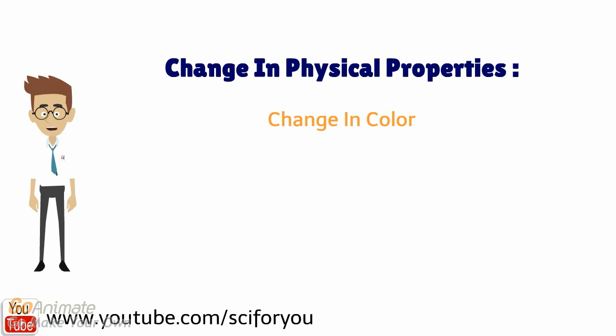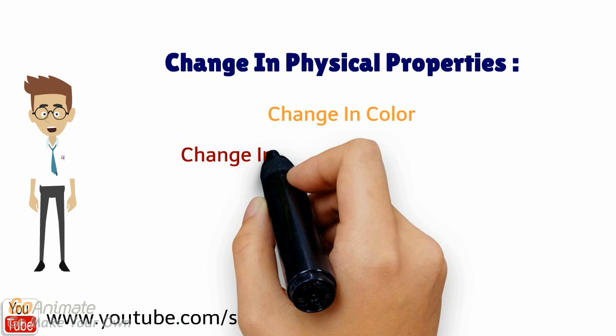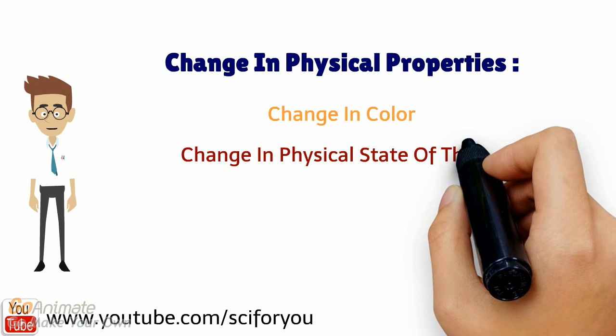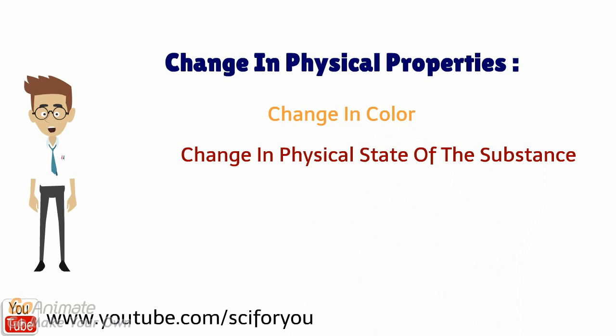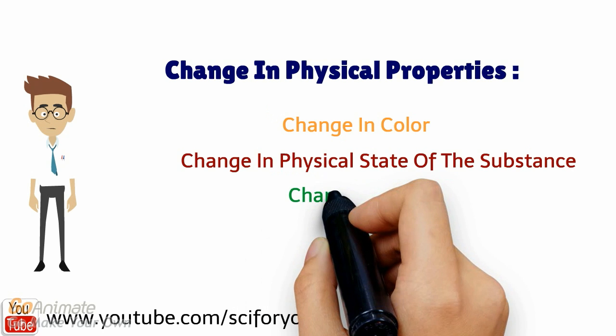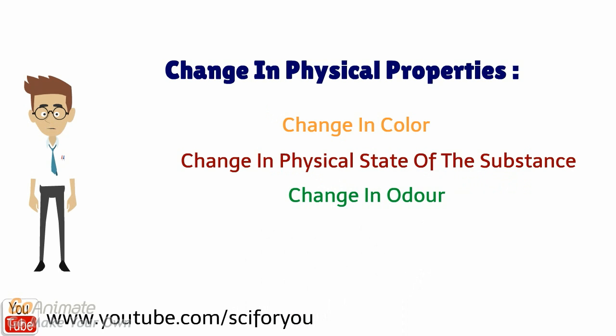Now, what is a change in physical properties? Change in physical properties includes change in color, and change in physical state, which means the substance has changed its state from solid to liquid, liquid to gas, or vice versa. Next are change in odor and change in temperature. If any of these changes occurs, we can say that a chemical reaction has taken place.